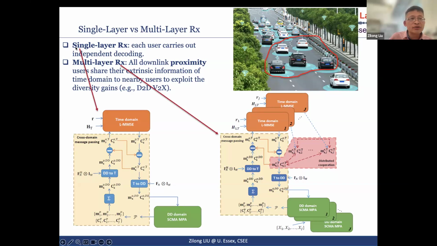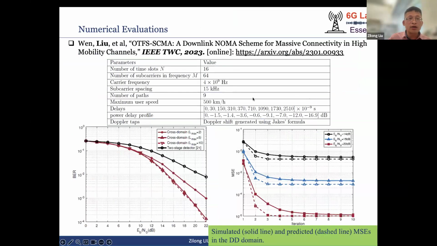So in this case, we consider the single layer receiver where each user carries out independent decoding, and we also consider the multi-layered receiver where each user carries out decoding and then shares its decoding message to the surrounding vehicles. So in this case, we can see our BER performance.